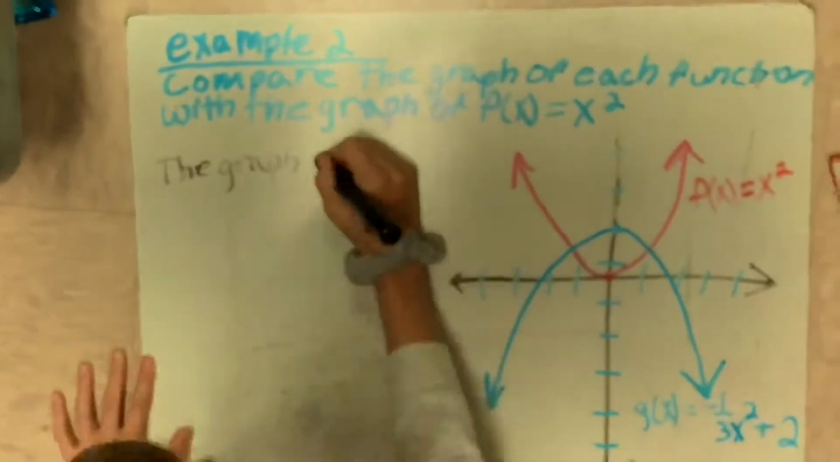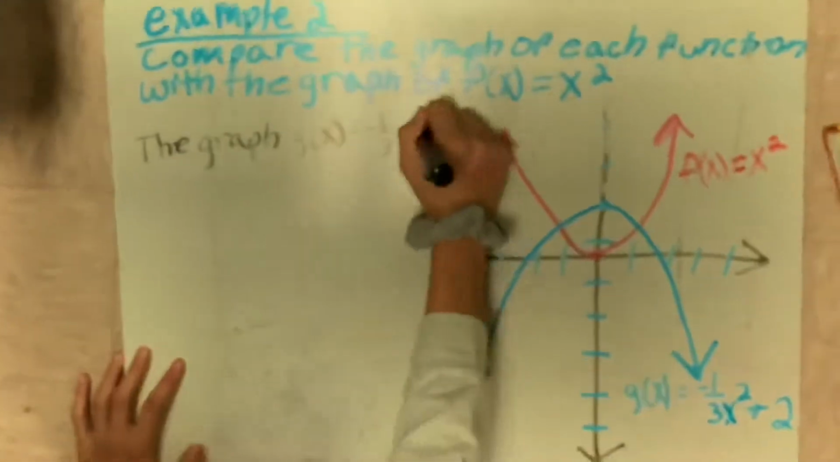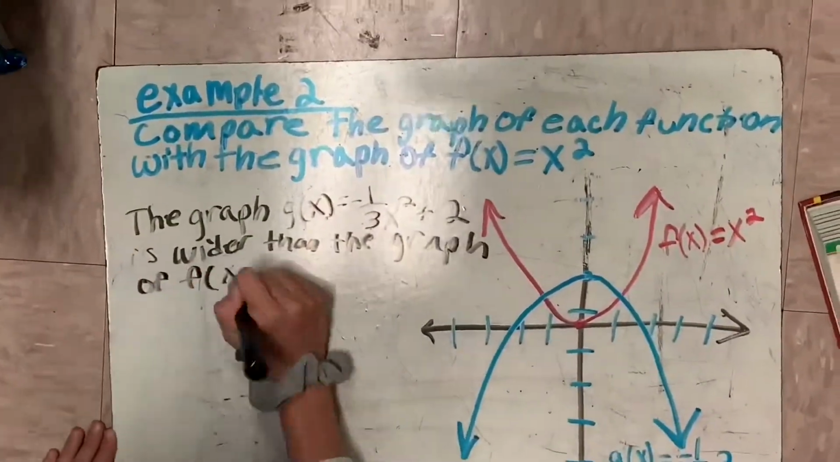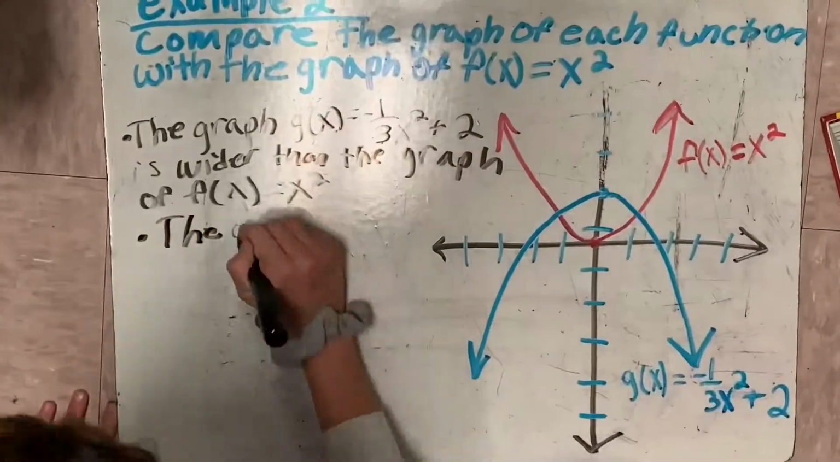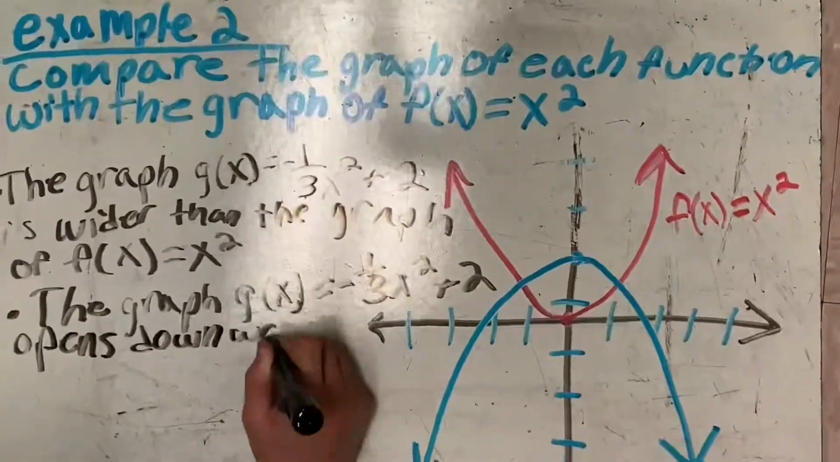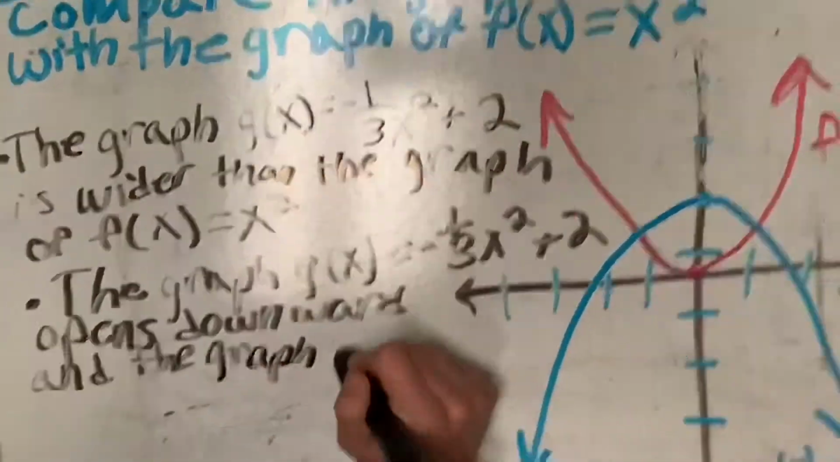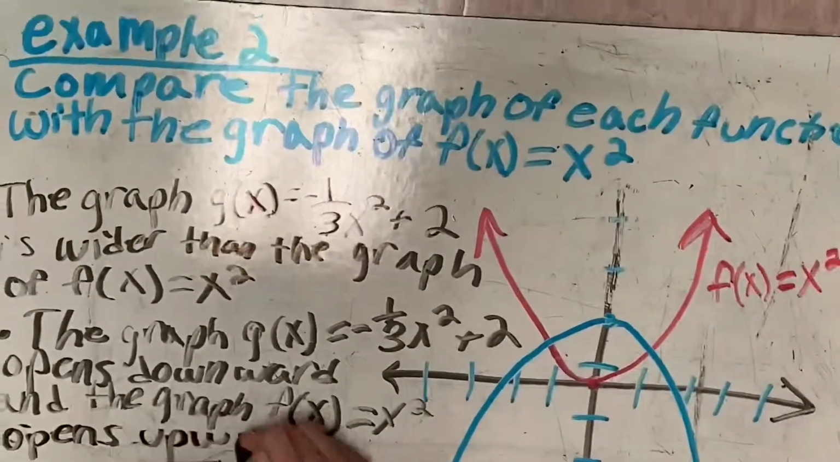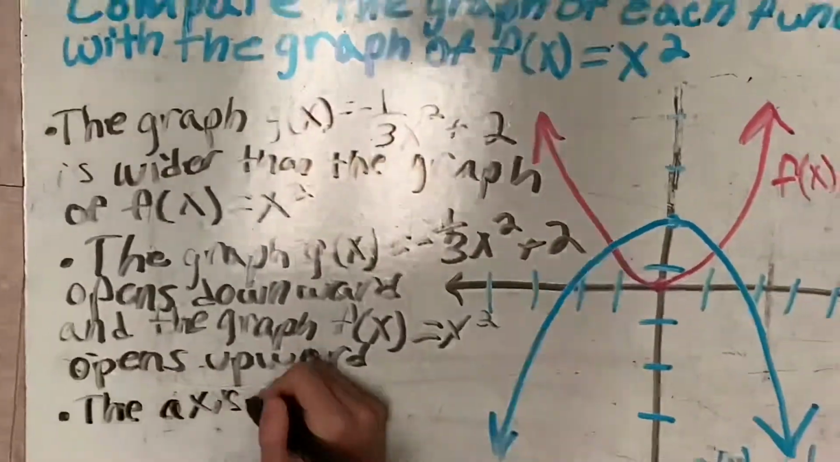Example 2. Comparing graphs of quadratic functions. g of x equals negative 1/3 x squared plus 2. Method 1. Compare the graphs. The graph of g of x equals negative 1/3 x squared plus 2 is wider than the graph of f of x equals x squared. The graph of g of x opens downward, and the graph of f of x equals x squared opens upward.